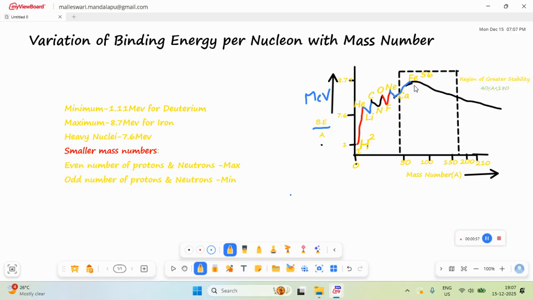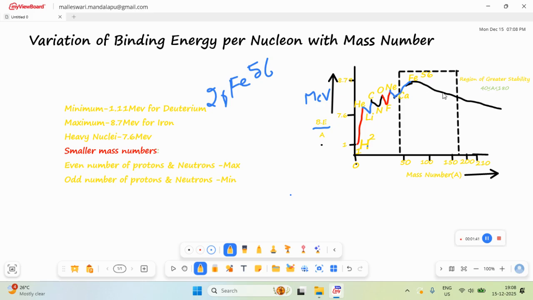So at iron, 28Fe56, here we observe that binding energy per nucleon is maximum, that is 8.7 million electron volts. Iron has more binding energy per nucleon, 8.7 million electron volts. From that it decreases gradually. So what we have observed here is that binding energy is maximum for iron.